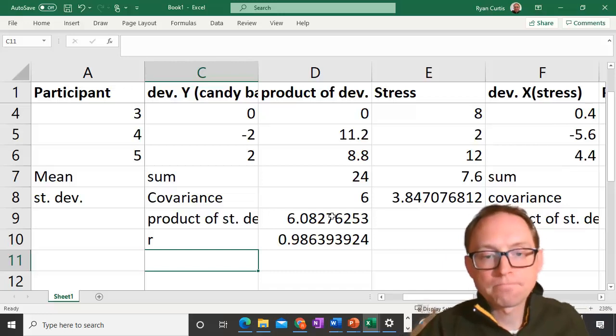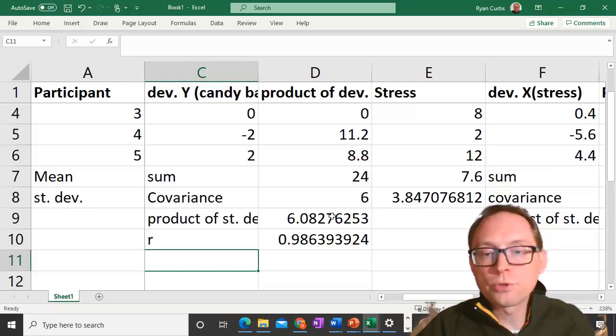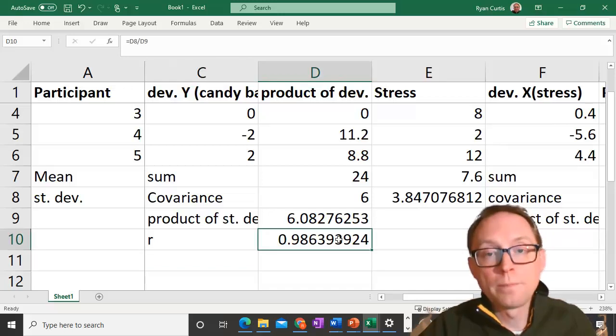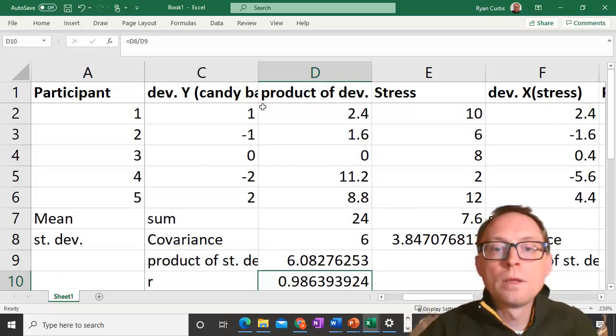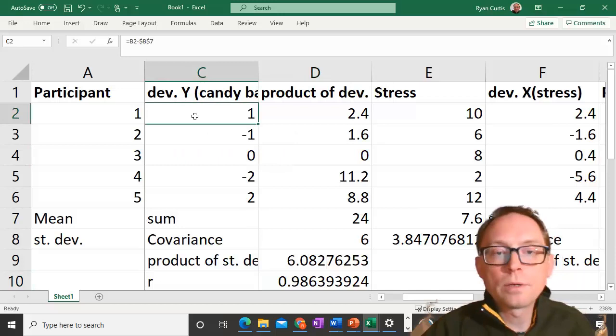Now, there's another way we can do this. We can take each of the z-scores for candy bar and each of the z-scores for stress, multiply those together and divide by n minus 1. And we should get the same thing. Let's try it out. So, instead of worrying about the product deviations and all that stuff, we need to get the z-scores for each of these things.